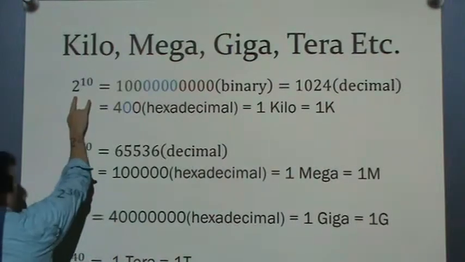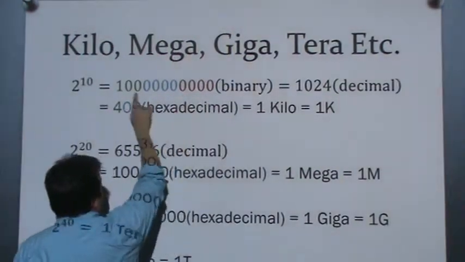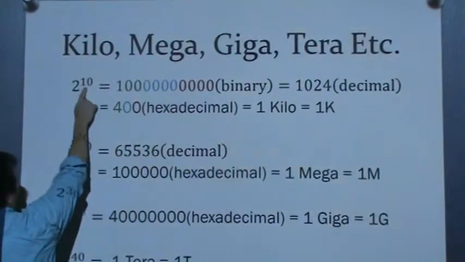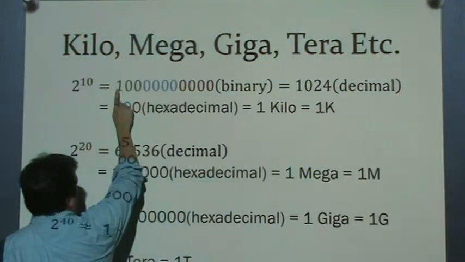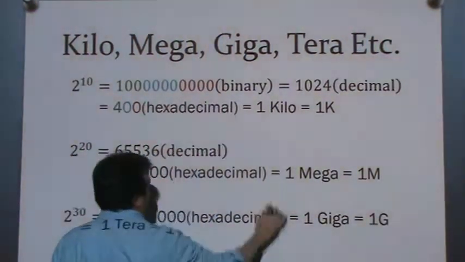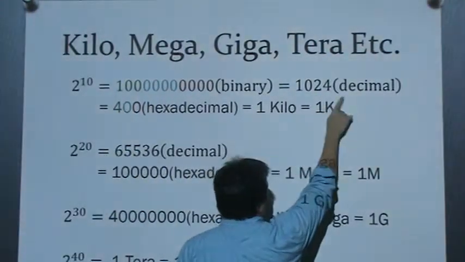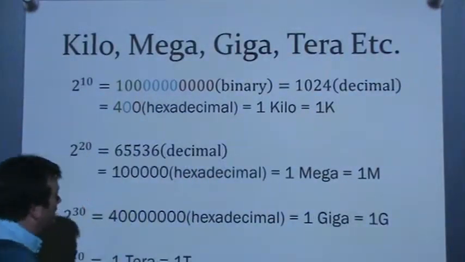But anything where we would need 10 bits to represent, it would be 2 to the power of 10. And this is the binary representation for it, a 1 with zeros. This is what it happens to equal in decimal, the decimal value.